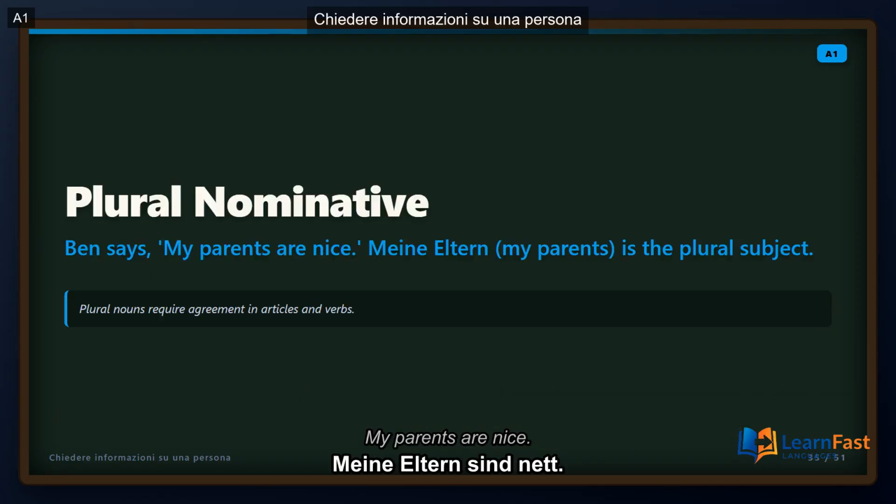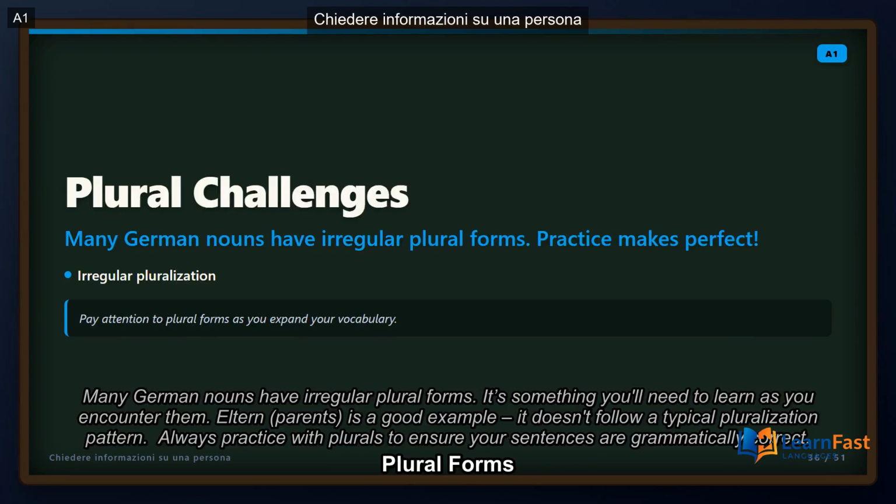Meine Eltern sind nett. Many German nouns have irregular plural forms. It's something you'll need to learn as you encounter them. Eltern, parents, is a good example. It doesn't follow a typical pluralization pattern. Always practice with plurals to ensure your sentences are grammatically correct.